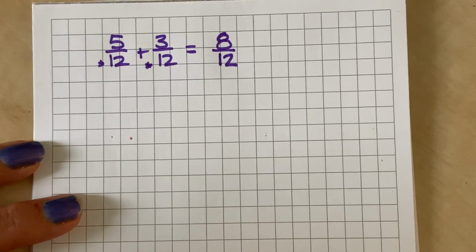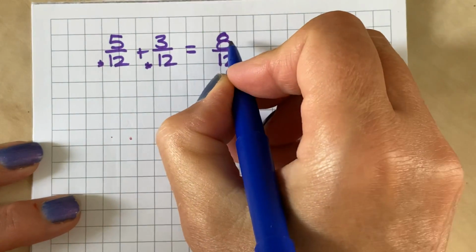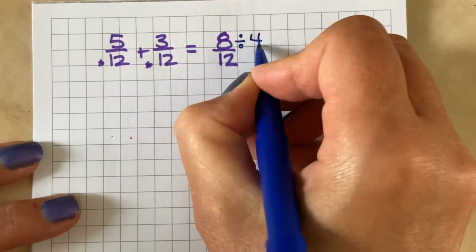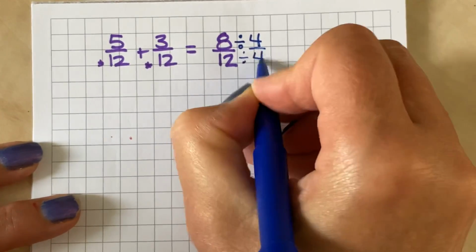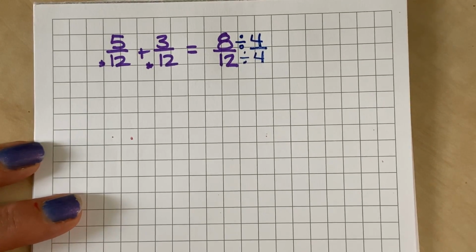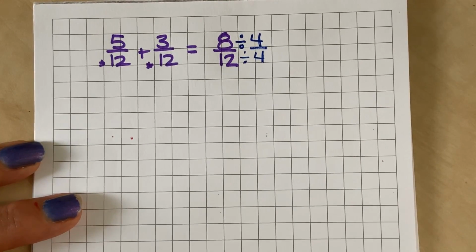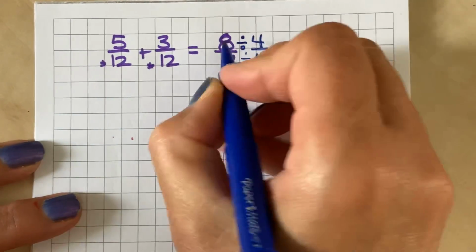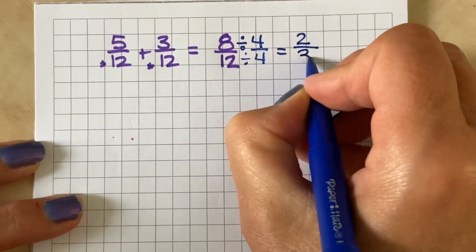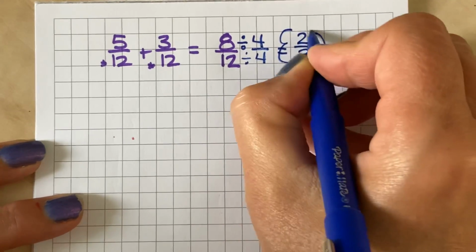But if I think about it, I also know that 4 goes into both of these. So if I divide by 4 over 4, remember, I'm not changing my number because 4 over 4 is 1. I'm really dividing by 1. 8 12ths divided by 1 is 8 12ths. The numerator and denominator will change, but it's still equal to 8 12ths. So 8 divided by 4 is 2. 12 divided by 4 is 3. My answer is going to be 2/3.